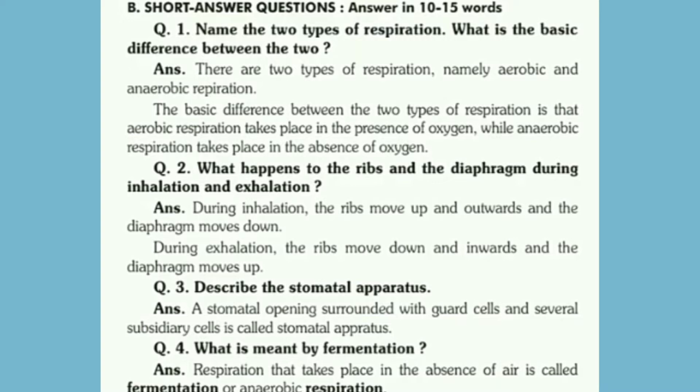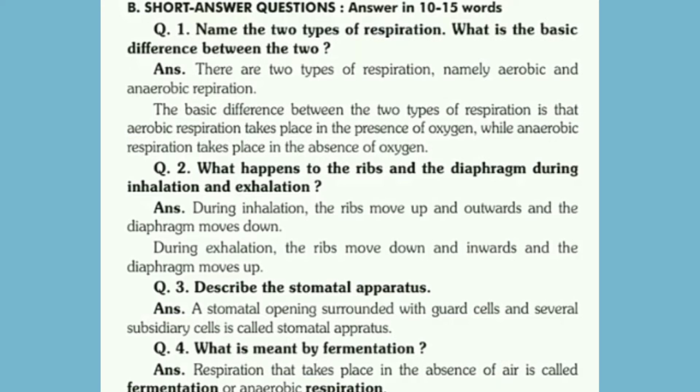Question number 2, what happens to the ribs and the diaphragm during inhalation and exhalation? So during inhalation, the ribs move up and outwards and the diaphragm moves down, and during exhalation, the ribs move down and inwards and the diaphragm moves up. Question number 3, describe the stomatal apparatus. So the stomatal opening surrounded by guard cells and several subsidiary cells is called stomatal apparatus.